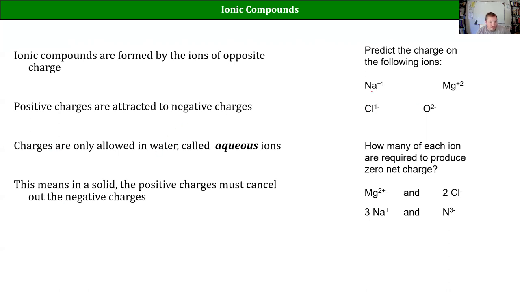So here's some more practice with these. Some of the charges have been written on these, but if you wanted to practice finding the formula, say for magnesium chloride, well, for every one magnesium, with a plus two charge, we need two chlorides. So the formula would be MgCl2.